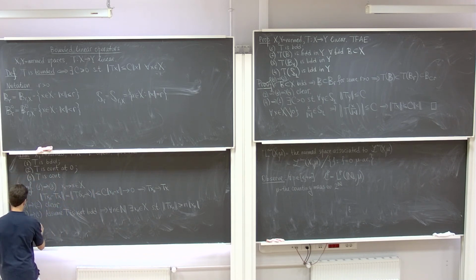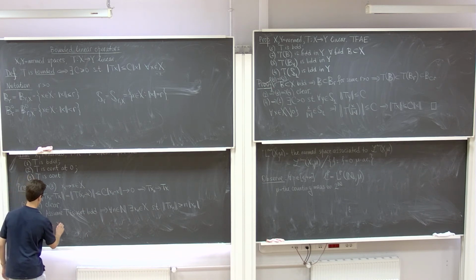And to get a contradiction, we introduce a new element y_n. We define it by the following formula.